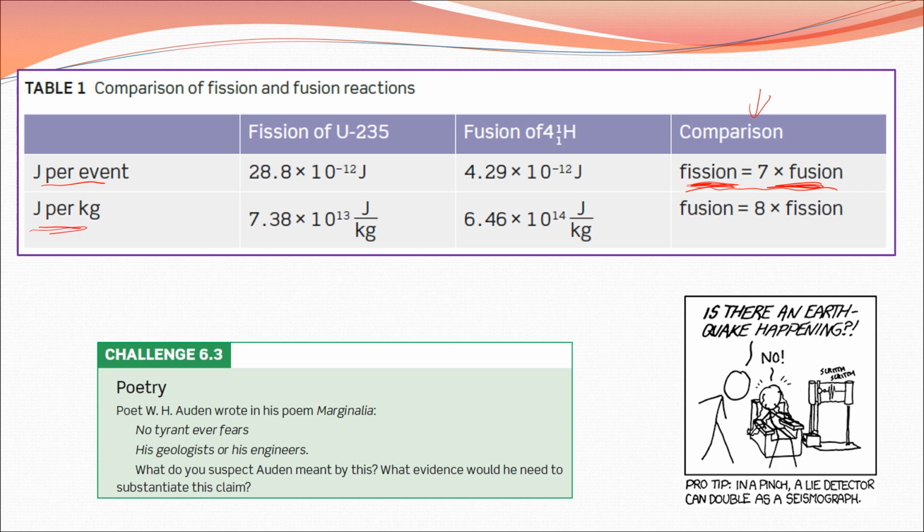But if we look at the joules per kilogram, fusion gives you 8 times more energy than fission. All right? And the reason for that is the hydrogen atoms that you're fusing together are so much smaller, so hence you can fit more of them in your kilogram to then overall get more energy out of the whole reaction. And that's why fusion tends to give off more energy, because you can squeeze more hydrogen atoms into the space available, whereas uranium is quite a big atom and takes up a lot of space.